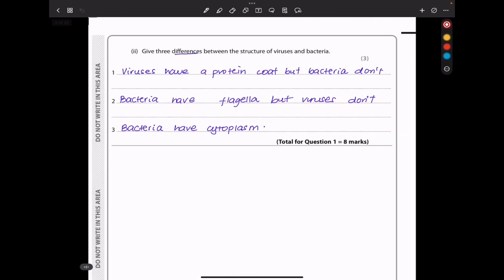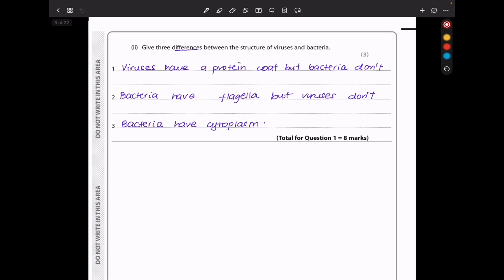And here they say, give three differences between the structure of viruses and bacteria. Viruses have a protein coat, but bacteria don't. Bacteria have flagella, but viruses don't. And bacteria have cytoplasm, but viruses don't. So this brings us to the end of question 1. Let's continue to question 2.